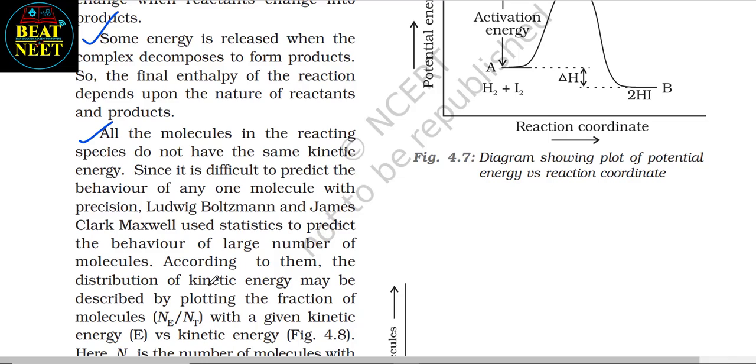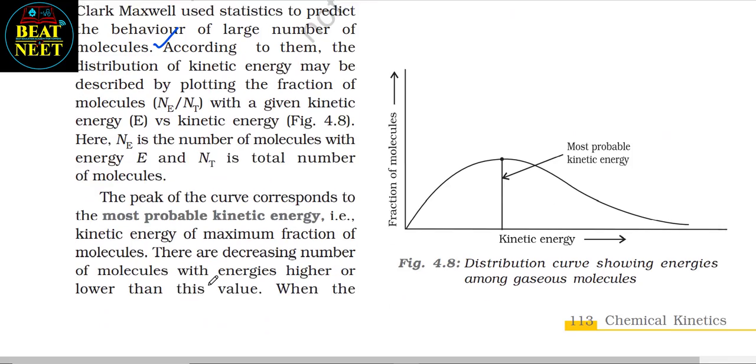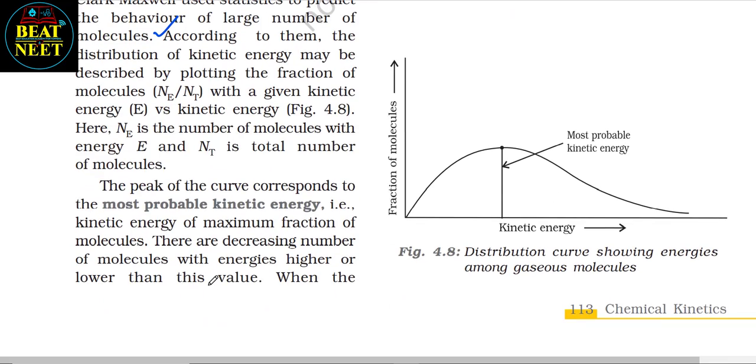All the molecules in the reacting species do not have the same kinetic energy. Since it is difficult to predict the behavior of any one molecule with precision, Ludwig Boltzmann and James Clerk Maxwell used statistics to predict the behavior of a large number of molecules. According to them, the distribution of kinetic energy may be described by plotting the fraction of molecules Ne/Nt with a given kinetic energy versus kinetic energy. Here, Ne is the number of molecules with energy E and Nt is the total number of molecules.